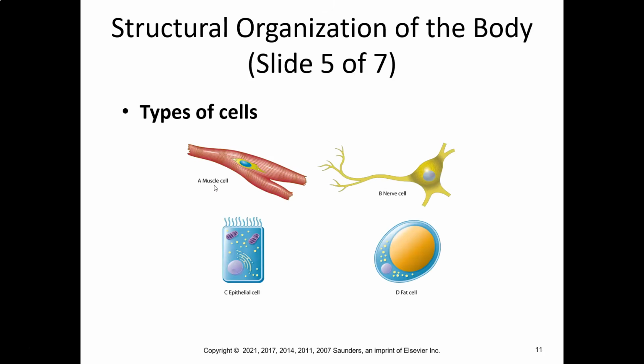The types of cells: muscle cell, nerve cell, epithelial cell, and here's a fat cell. We're always finding ways, how do we get rid of these suckers, huh?